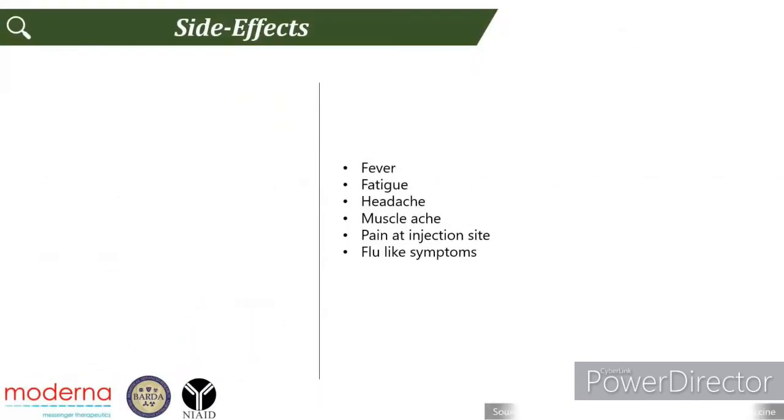Dosage of the vaccine consists of two doses, each of 0.5 ml volume, 4 weeks apart by intramuscular injection. Common side effects of the vaccine include fever, fatigue, headache, muscle ache, pain at the injection site, flu-like symptoms. I will now hand over the presentation to Thomas.